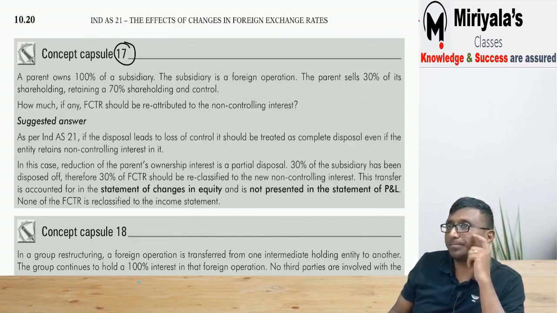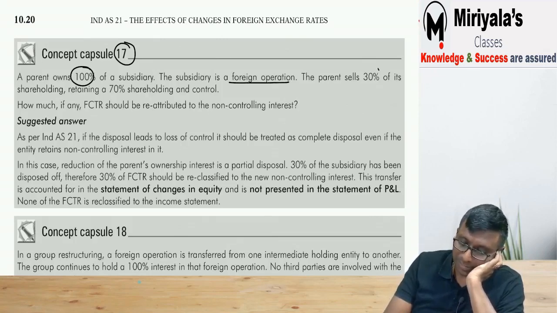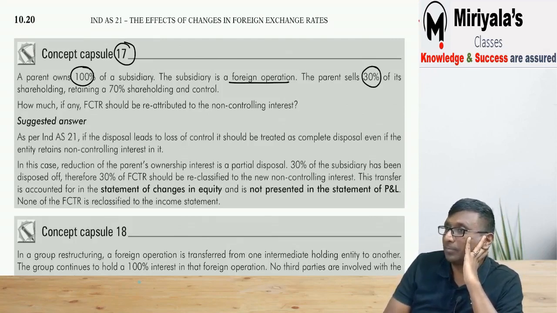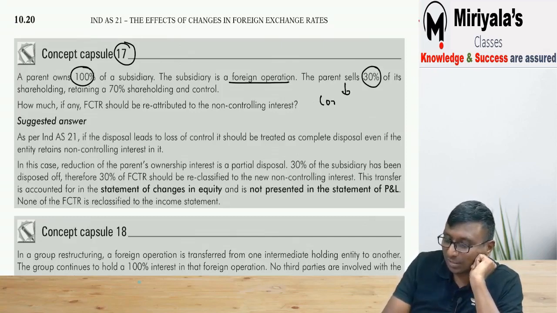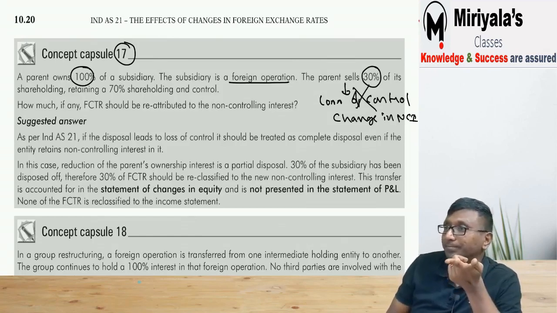This is a small sum but a good sum. A parent owns 100% subsidiary. The subsidiary is a foreign operation, but the parent sells only 30%. If you sell 30%, do you still have control? Correct? Control is there. Does it amount to loss of control or does it amount to change in NCI? Change in NCI. Correct? NCI was 0%, now it became 30.